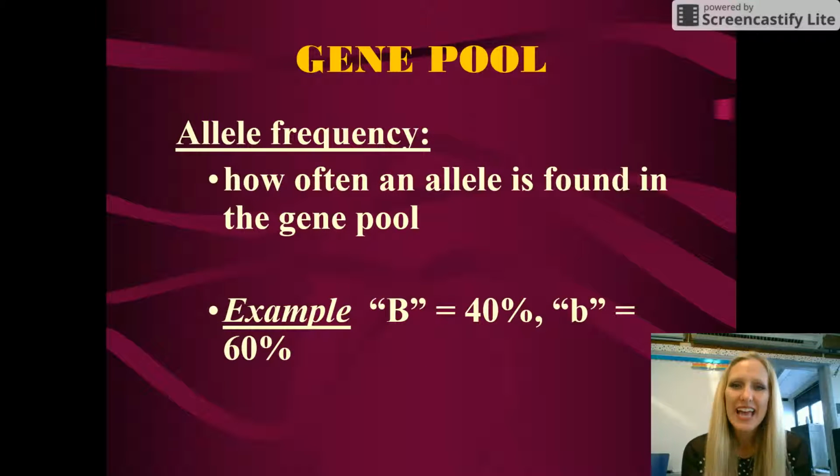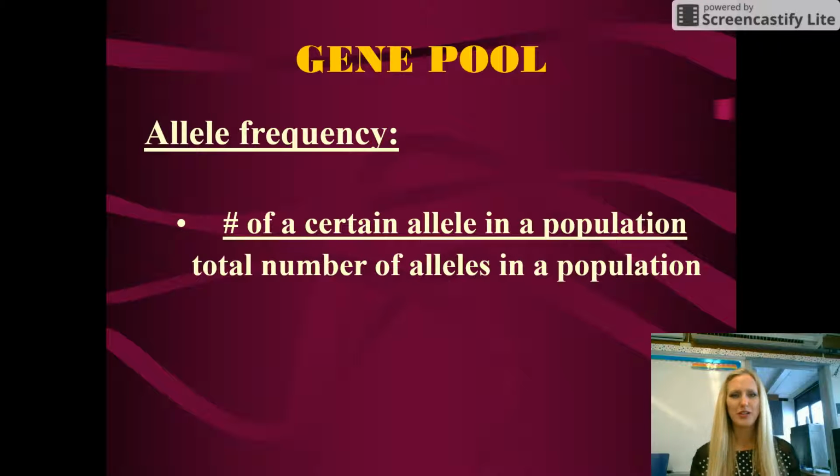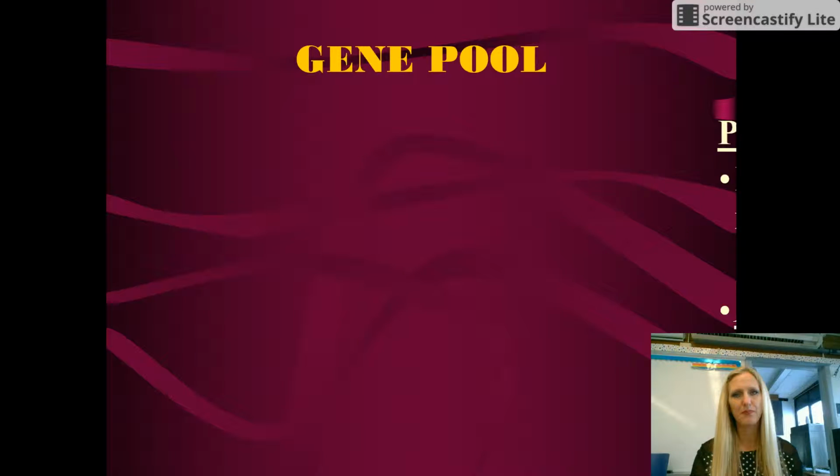So we're going to need to calculate something called allele frequency. Allele frequency is how often we see one allele in the gene pool. Or in other words, how often do we see big B's and how often do we see little b's in all the organisms that live in that area? And of course, there's a nice little mathematical equation that we can use, where we take how many of the one type of allele we have, like a big B, and divide it by the total number of alleles in that population.